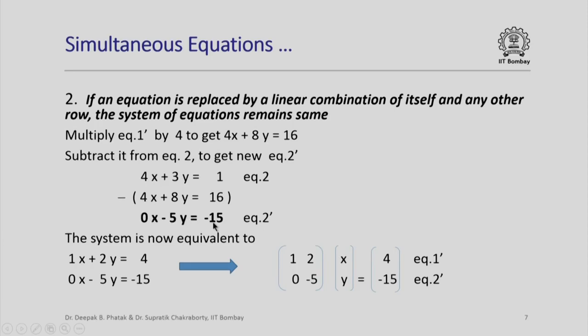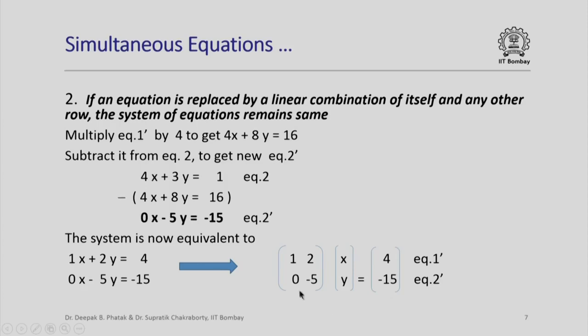Notice the importance of the choice of 4 as a multiplying factor and the operation of subtraction, so that we get the coefficient of x as 0. If we now write the two new equations that we have, which represent the same system, we have 1x plus 2y equal to 4, 0x minus 5y equal to minus 15, which is represented by this matrix, this vector xy, and 4 and minus 15 as right hand side.